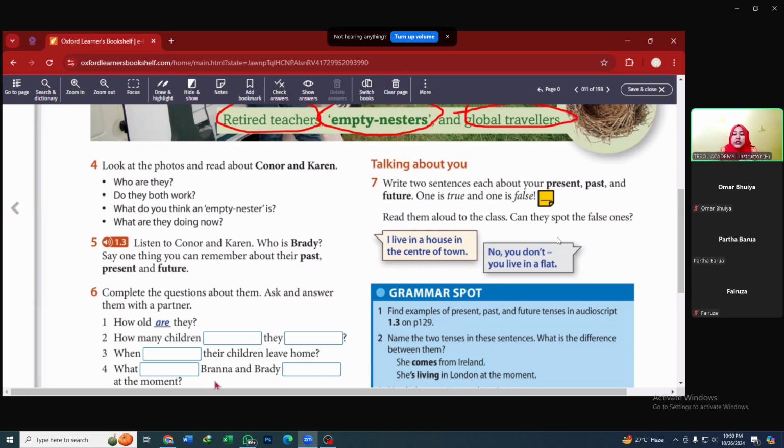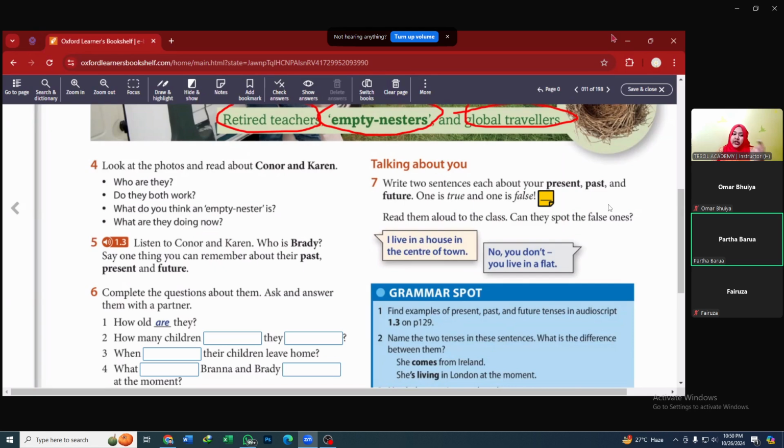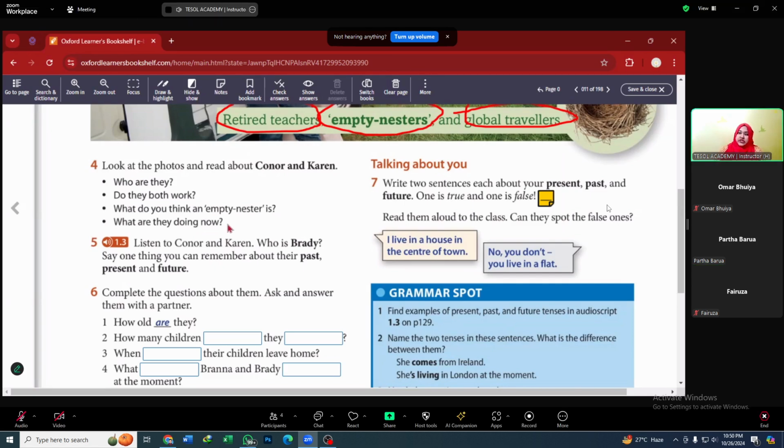Okay. Next one. What are they doing now? They are global travelers. So they are traveling around the world. Very good. Excellent. That was great.